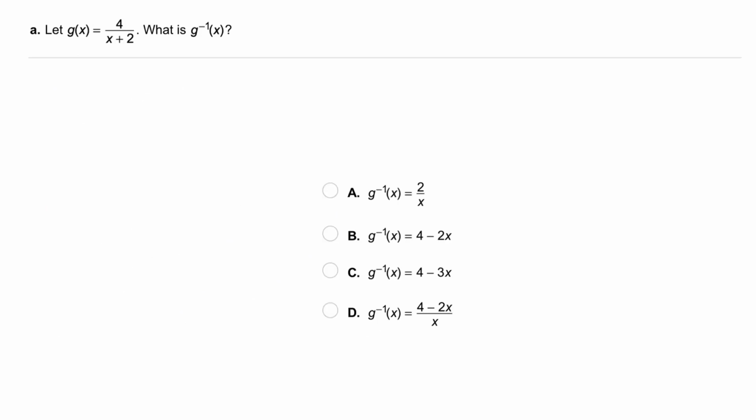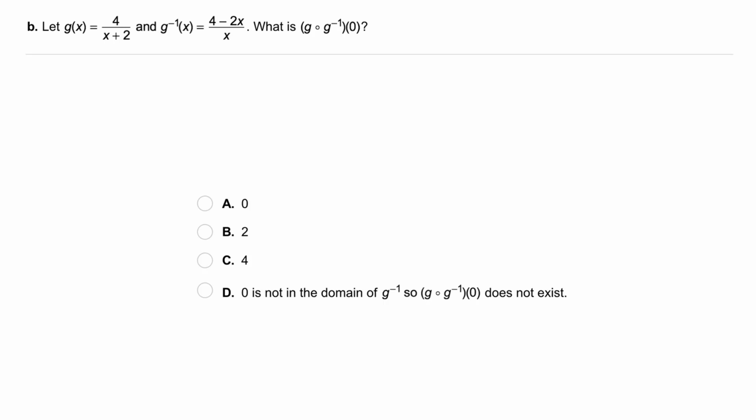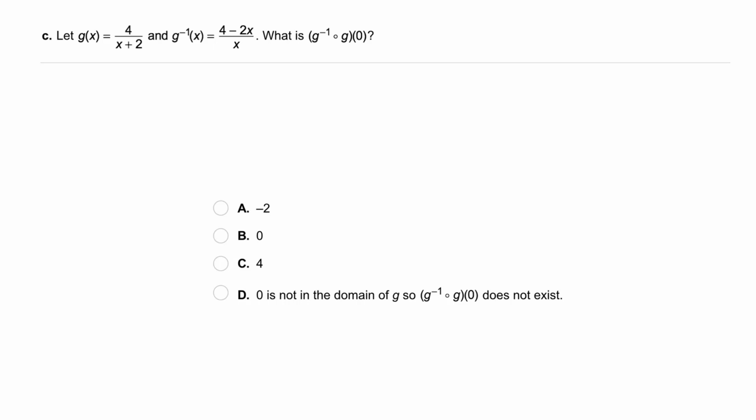Your turn, part A. Let g of x equal 4 over x plus 2. What is g inverse of x? Part B. Let g of x equal 4 over x plus 2 and g inverse of x equal 4 minus 2x over x. What is g of g inverse of 0? Part C. Let g of x equal 4 over x plus 2 and g inverse of x equal 4 minus 2x over x. What is g inverse of g of 0?